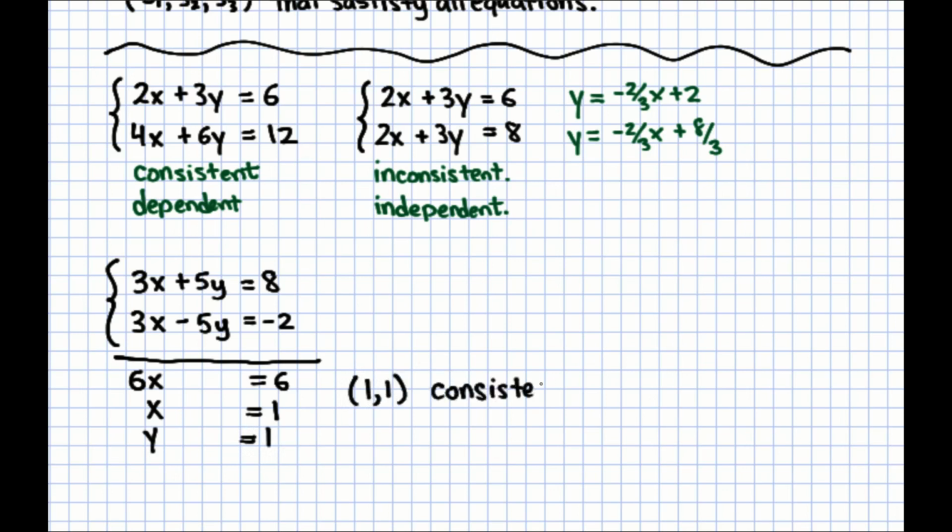The system is also independent, because if I solve for y, in the first one I get negative 3/5 x plus 8/5.